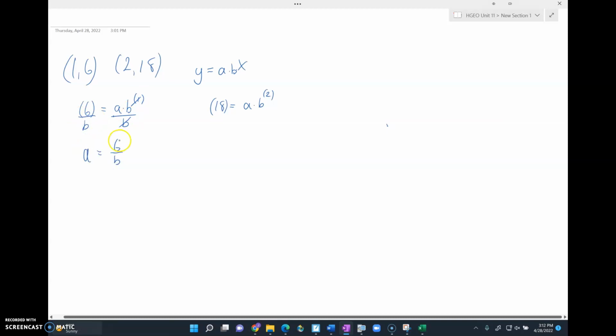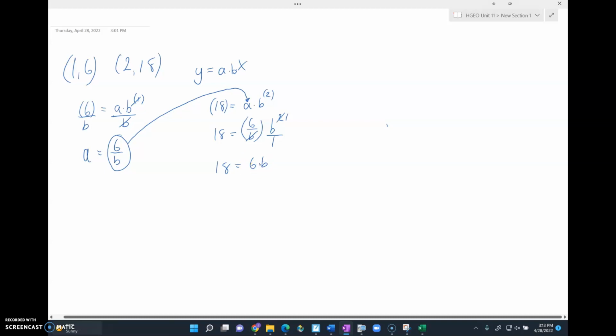And what I'm going to do now is substitute this expression in for a. Remember, the idea behind doing a substitution like that is that now, when I look at this new equation, there's only one variable there, so I can actually solve this for b. Really, what we're looking at here is 6 over b times b squared over 1 on the right-hand side. Before I multiply, I always want to simplify. So one of these b's will cancel with one of these up here, and I'll just be left with 18 is equal to 6 times b.